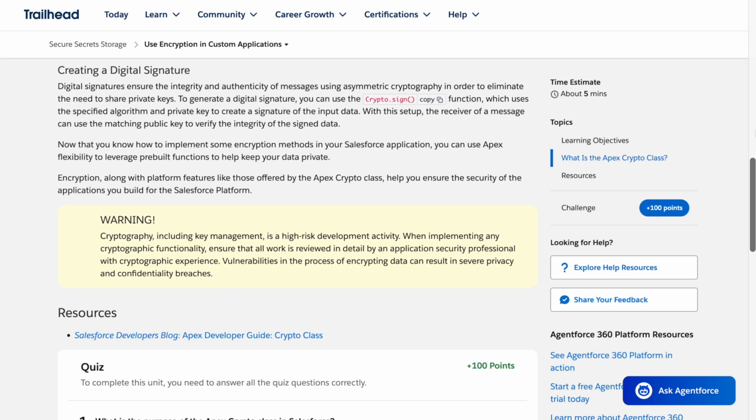Warning: cryptography, including key management, is a high-risk development activity. When implementing any cryptographic functionality, ensure that all work is reviewed in detail by an application security professional with cryptographic experience. Vulnerabilities in the process of encrypting data can result in severe privacy and confidentiality breaches.